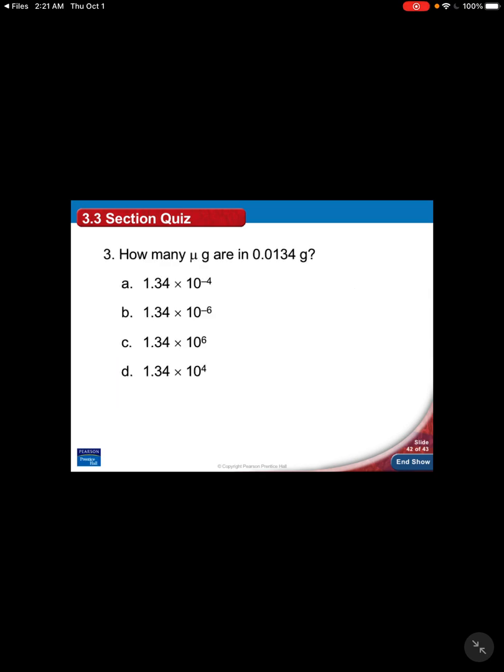How many micrograms are in 0.0134 grams? One of the problems is this is actually a two-step problem, and the first thing you have to do is convert this to scientific notation, 1.34, and I went 1, 2, times 10 to the minus 2 grams, okay? And then multiply that by my conversion factor, 10 to the 6 micrograms per gram. There's my conversion factor. That would be step 2.